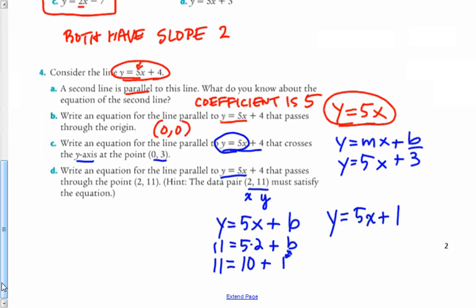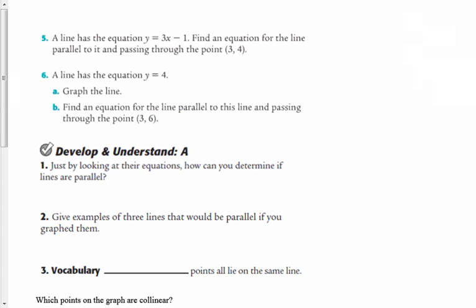All right, let's go on to the next problem. Number 5 says a line has the equation y equals 3x minus 1. Find an equation for the line.